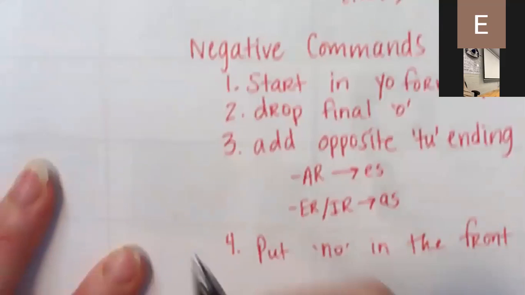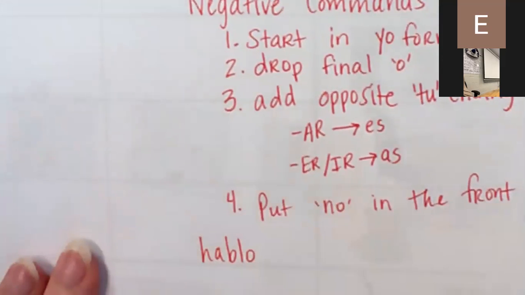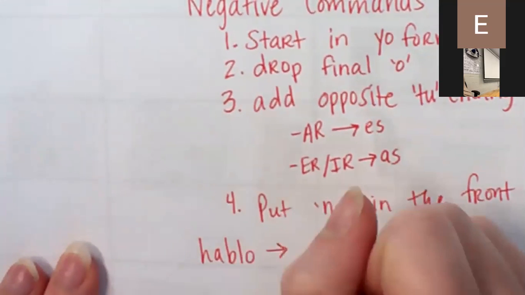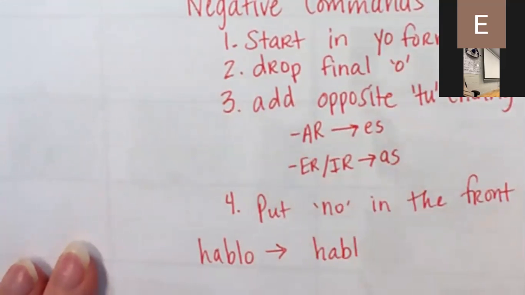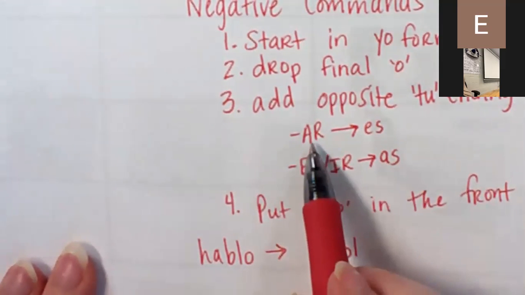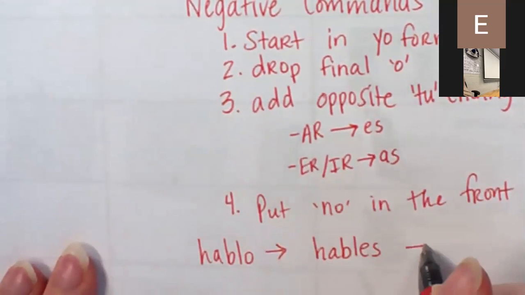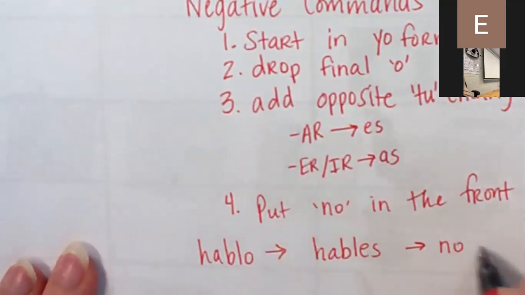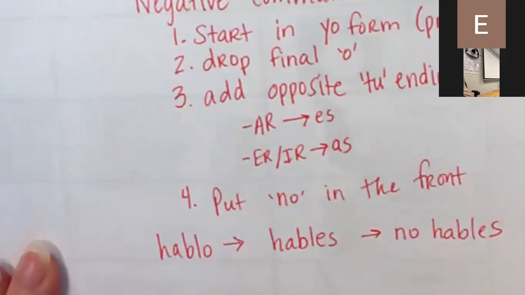So we'll still use hablar as our example. So we take the yo form, drop the O, and then we add the opposite to ending. So because hablar is an AR verb, we add ES, and then we add no to the front, no hables. Don't talk.